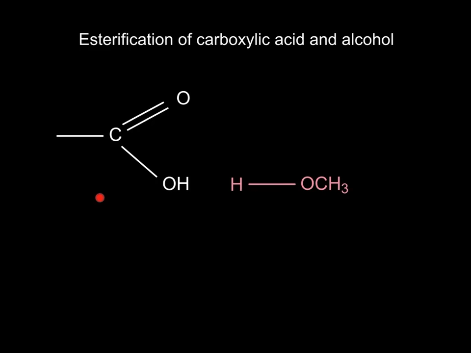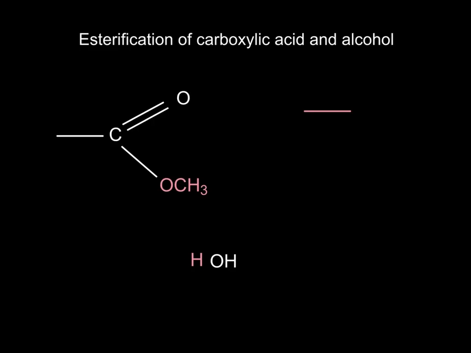Bond breaking happens here and here. Water is eliminated. A new C-O bond is formed, joining the parent acid and parent alcohol to give an ester with an ester group. The reverse of esterification is hydrolysis of ester. In the presence of concentrated sulfuric acid and reflux, an ester is hydrolyzed to its parent acid and parent alcohol.